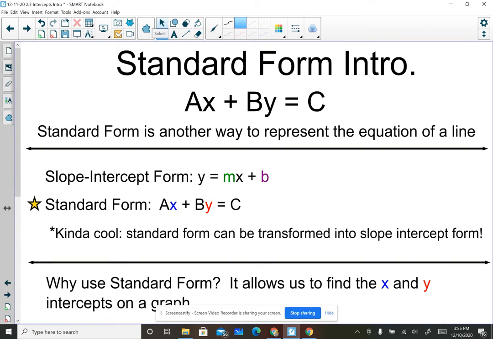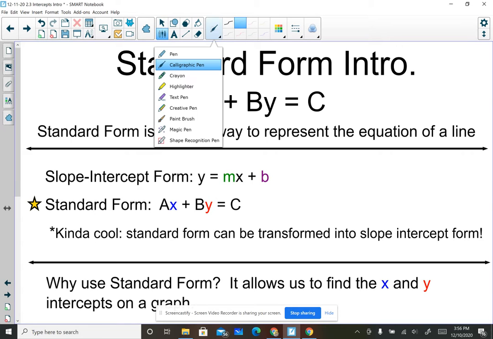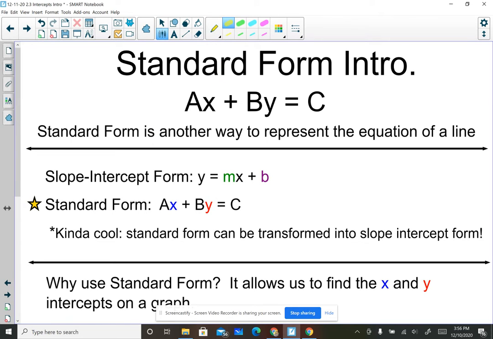Hey everyone, today we're going to look at an intro to standard form. Standard form is section 2.3 in our notes packet, but before we get to the notes, we're going to do a little preview of a couple things first. First, I just want you to understand that standard form is just another way to represent the equation of a line.